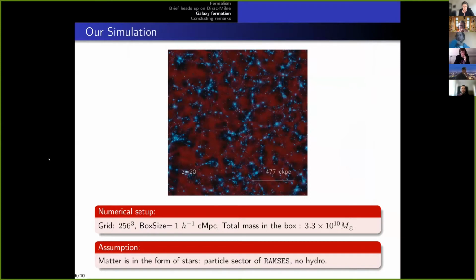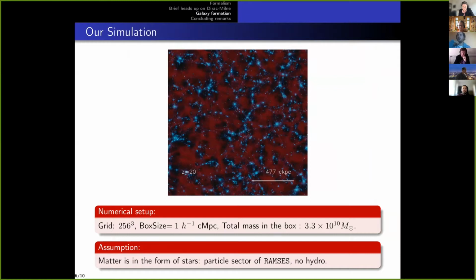Yes. I wanted to tell you that so far, what I've been showing you is assuming that the matter is, hopefully, not dark matter. So let me be clear about that. We assume it's in the particle sector of Ramses for the moment. I also did it for Hydro, but didn't publish it yet. But okay, the results are kind of the same, at least so far. What I show you is also for the Hydro side of Ramses.